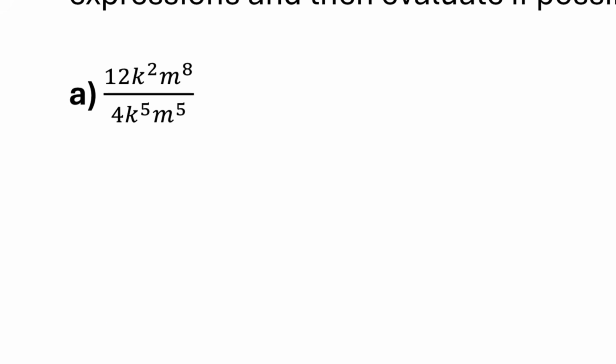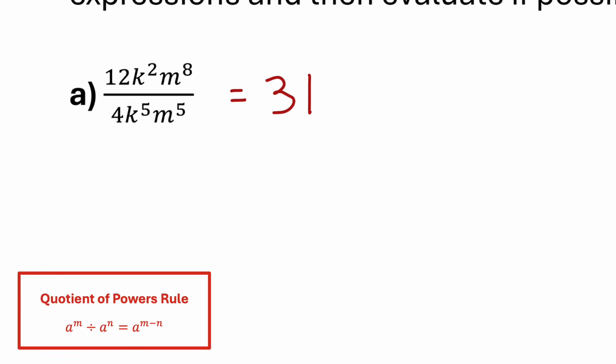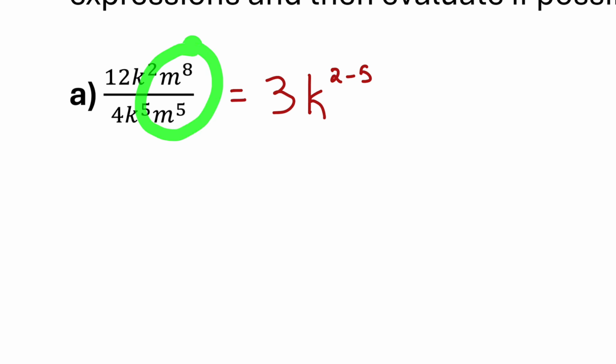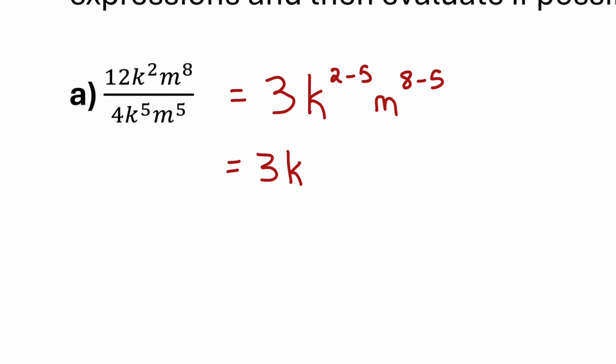Starting with part A, I have a quotient that I can simplify. I'll start by dividing the constant factors. 12 divided by 4 is equal to 3. And then I'll look for powers that have the same base and see how I can combine them to a single power. I have a k to the power of 2 being divided by a k to the power of 5. Using the quotient rule of powers, I know that's equal to k to the power of 2 minus 5. And then I have two powers of m being divided, so I can write those as a single power by keeping that base of m and subtracting their exponents, 8 minus 5. Simplifying those subtractions, I have 3 times k to the negative 3 times m to the positive 3.